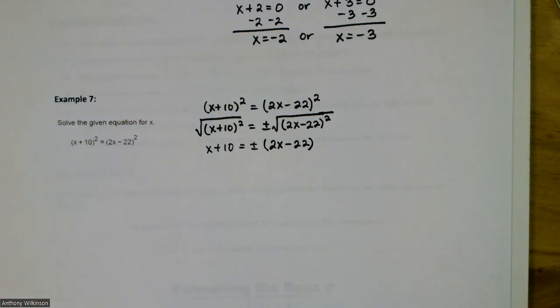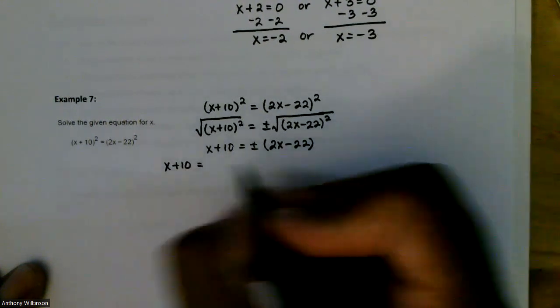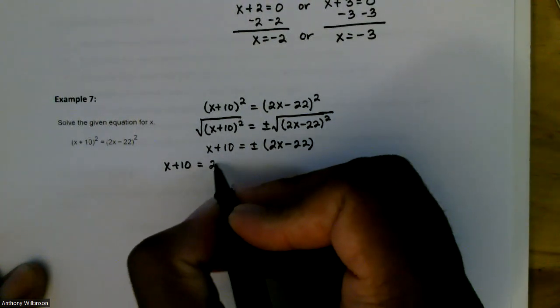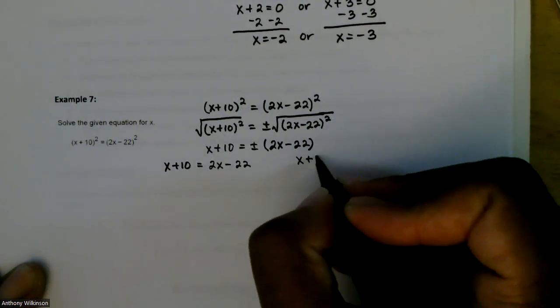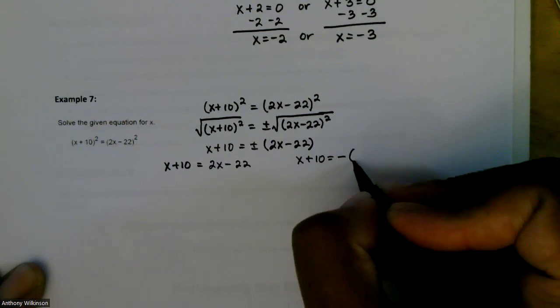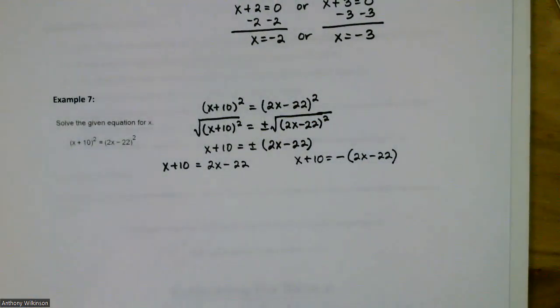Because this means I have two equations that I'm going to need to solve for x. One of them will be x plus 10 is equal to positive 2x minus 22. The other one will be x plus 10 equaling the negative of 2x minus 22. And notice that 2x minus 22 is in parentheses. So I have two equations that I'm going to need to solve for x. So that means I'm going to have two x values here.